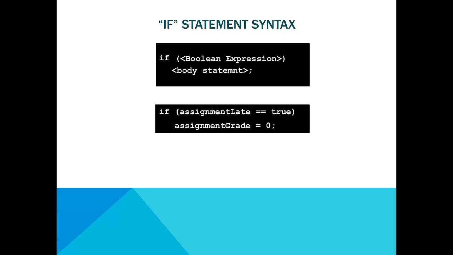We are checking if it is set to true. If it is set to true, the variable assignment grade is set to 0. If the Boolean expression evaluates false, then this line is skipped entirely. This is an action or no action if statement, because either a certain action takes place or nothing happens.